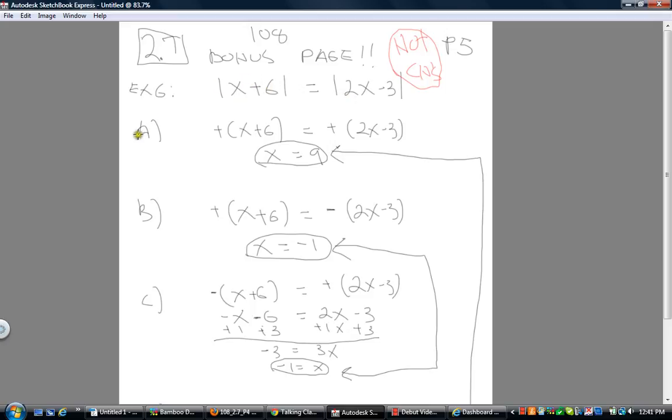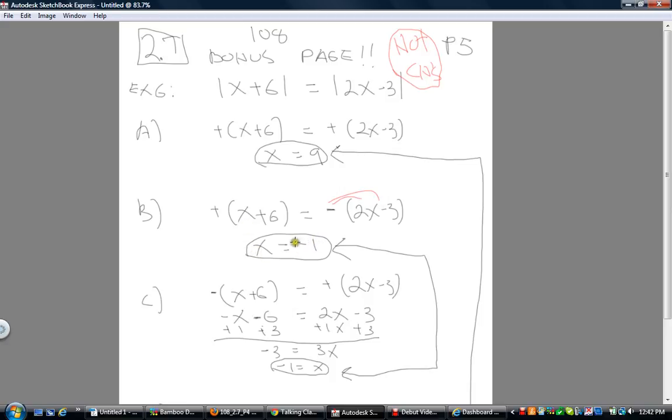Now, first case A, just a quick reminder: take the positive expression inside each of the absolute values, solve for x, and you'll get x equals 9. I did that in a previous video on page 4. Take case B, which says keep the left side positive, take the right side, make it negative, and then go ahead and do the distributive property, solve for x, and you get x equals -1.